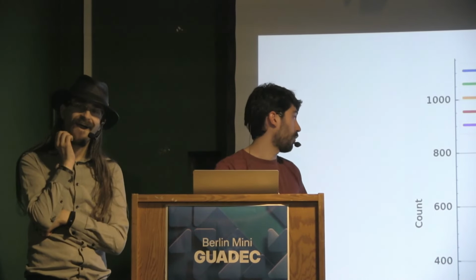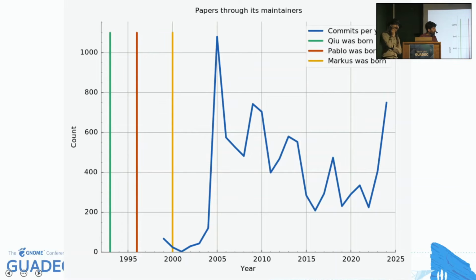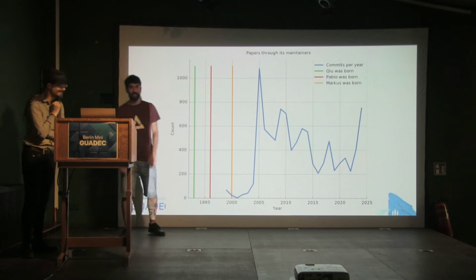So that required a lot of work. And a bit for the context, let's say this is Q, this is me, and this is Markus. So we are basically kinda as old. I mean, Markus is even younger than Evince itself.